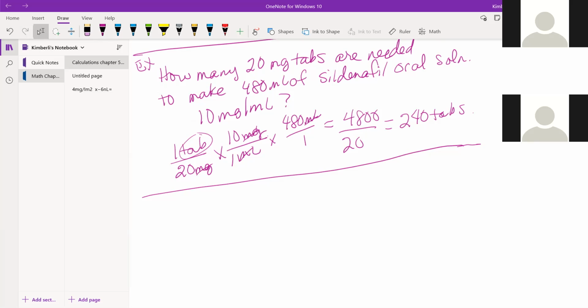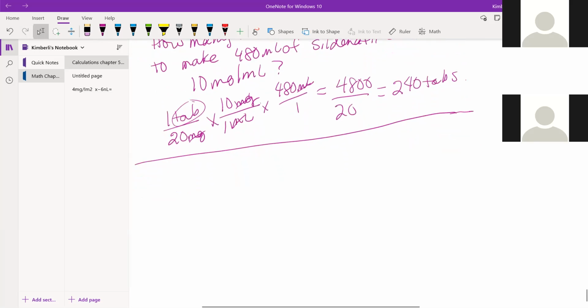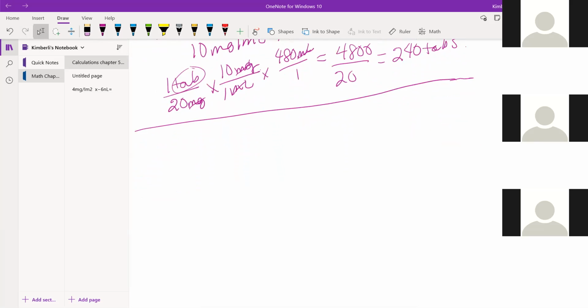It's important that you understand it. As hairy as this math looks to you now, you're going to see worse when you get into nursing. So it's really important that you have a good foundation on this. Okay, does that make sense? Yes. Completely.